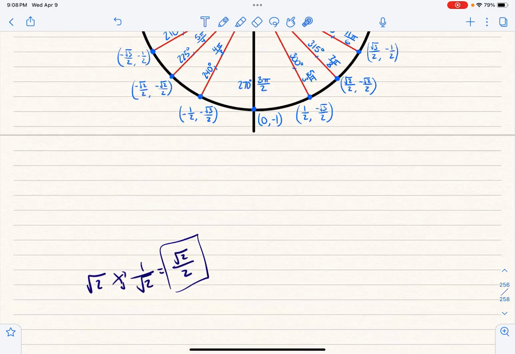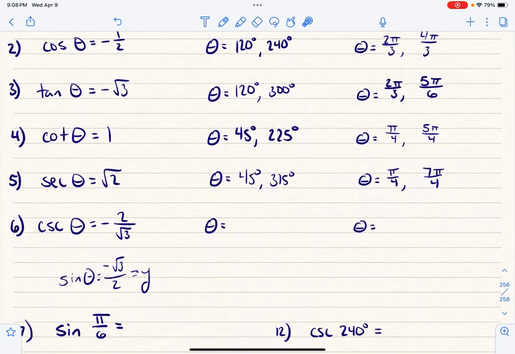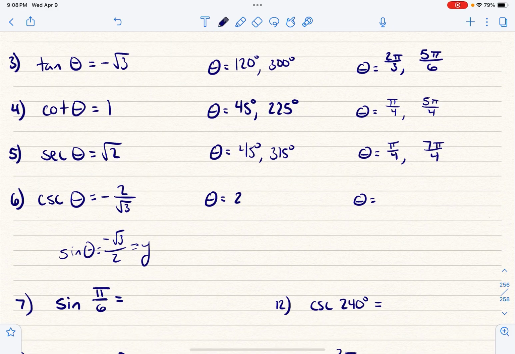So let's look at our unit circle. Where is y negative? Well, y is negative everywhere down here. And where's y negative square root of 3 over 2? Well, that's right here at 240 and over here at 300. So those are the two angles I want: 240 and 300. And 240 is the same thing as 4 pi over 3, and 300 is the same thing as 5 pi over 3.